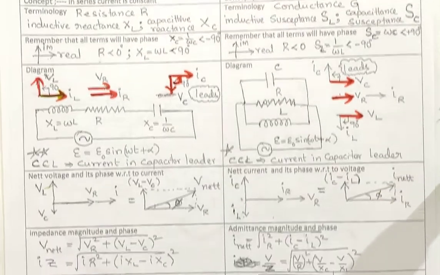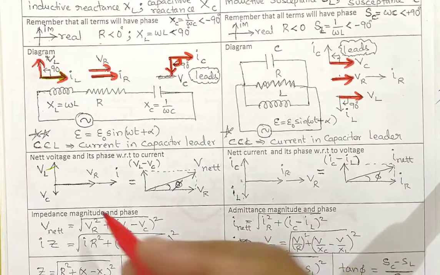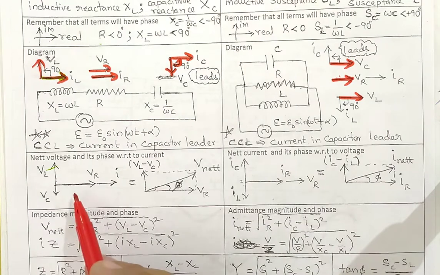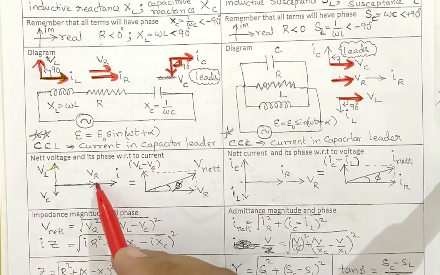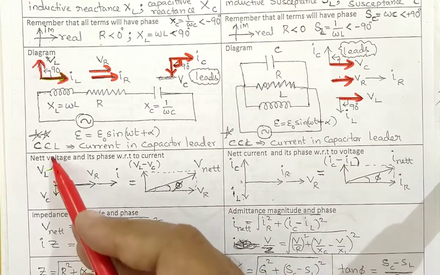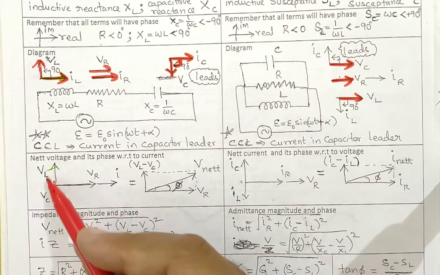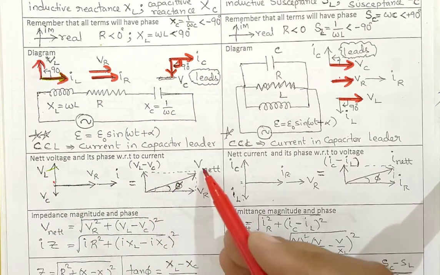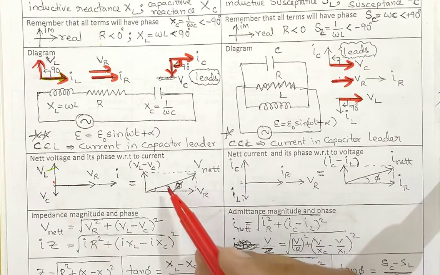Now here we construct an EMF triangle. Here current I have taken as a base, so this one is VR as it is. VL and VC are quite opposite, so VL minus VC we write it here, the net EMF we get, and the net phase we get here, the phase angle.